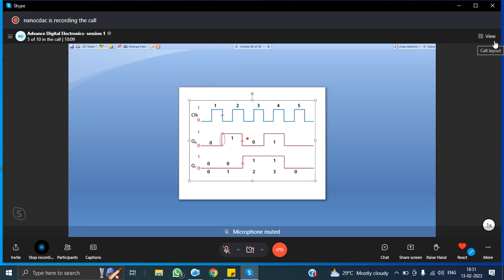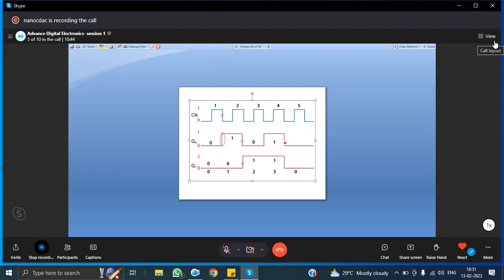During the negative edge of this clock, Q0 is equal to 0, and again during the negative edge of the clock, Q0 takes the value 1. See here what is happening. This is the negative edge. During the negative edge of this clock, Q1 takes the value 1. And again the next negative edge is this one.